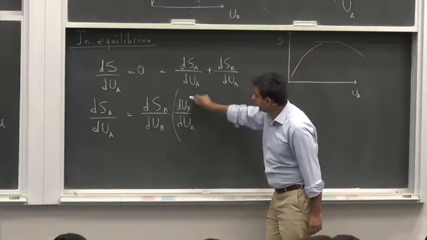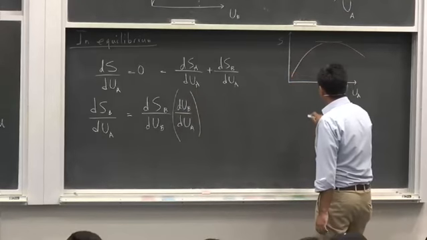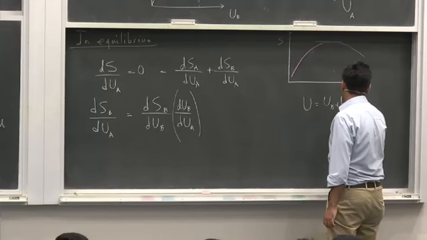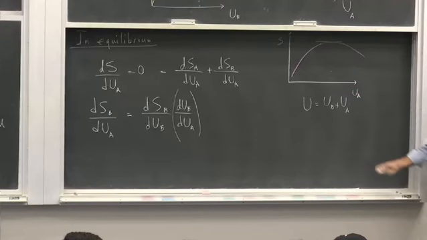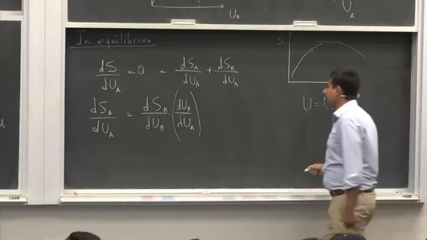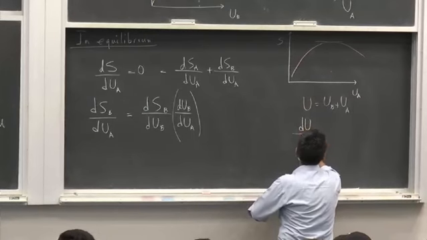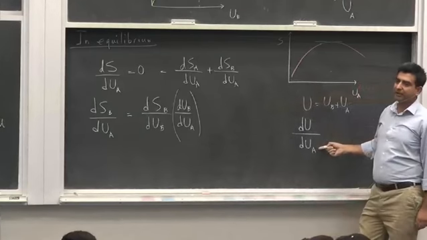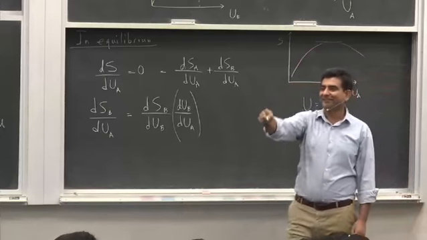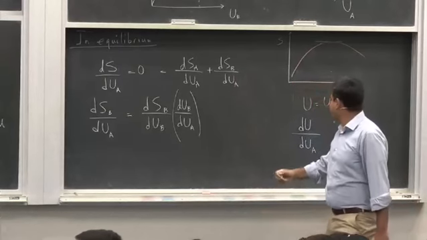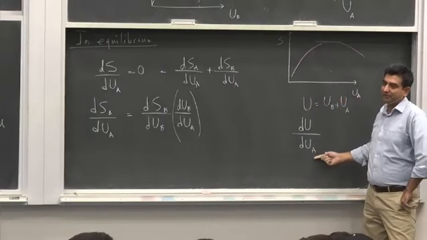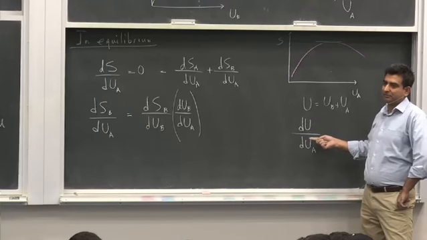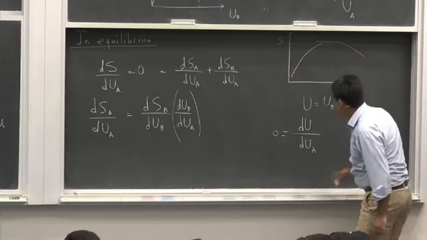Now what is dUB over dUA? I know that my total energy U is UB plus UA. So this total energy is fixed. So if I were to take dU over dUA, what is this equal to? What is the change in the total energy with respect to dUA? Total energy is fixed. 0. Shabash. So this is 0.